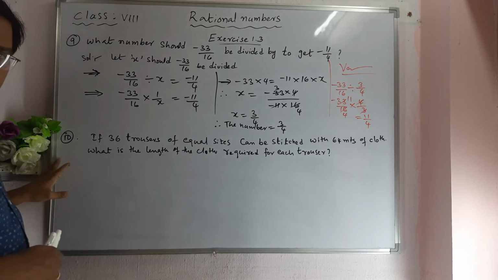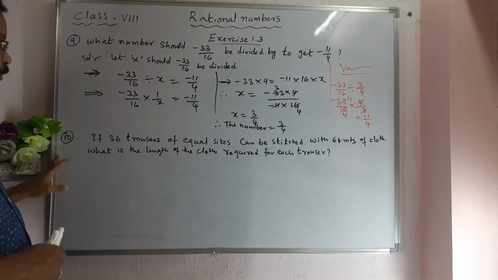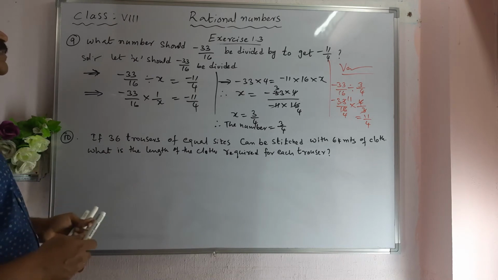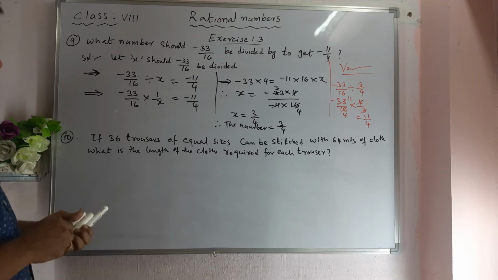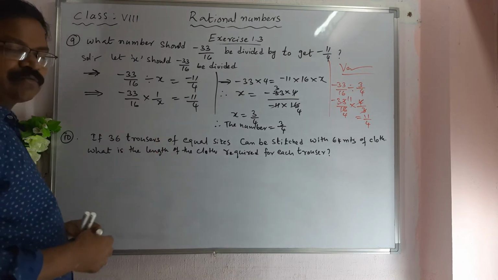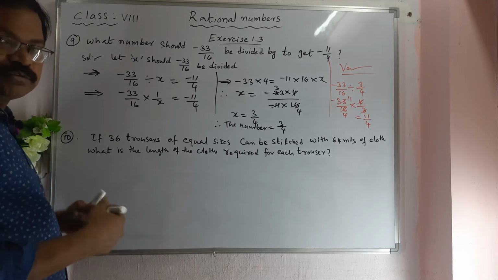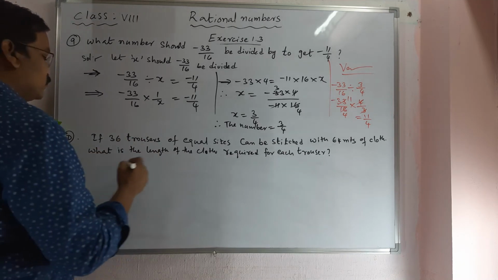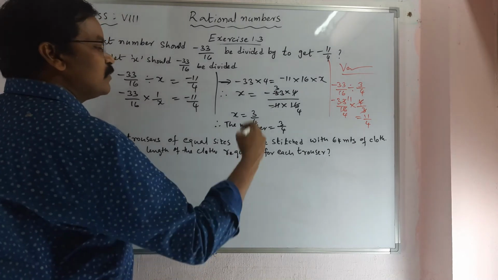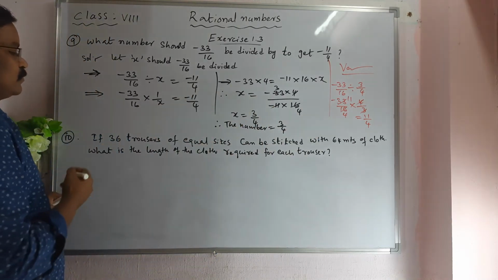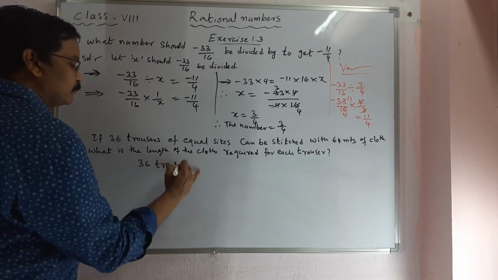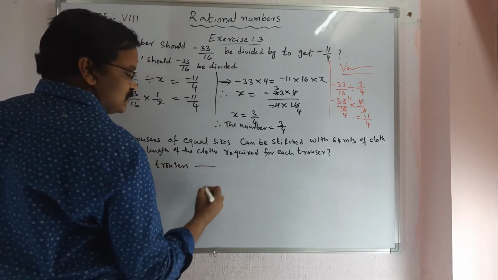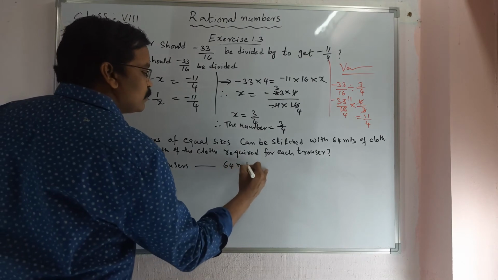Next, coming to the 10th question. If 36 trousers of equal sizes can be stitched with 64 meters of cloth, that means 64 meters of cloth is required for 36 trousers of equal sizes. Trousers, right? So what is the length of cloth required for each trouser? It's very simple, no? 36 trousers of equal sizes, we need 64 meters of cloth.